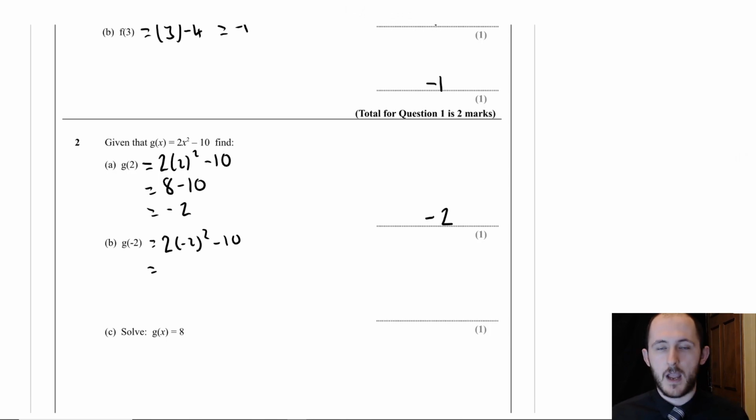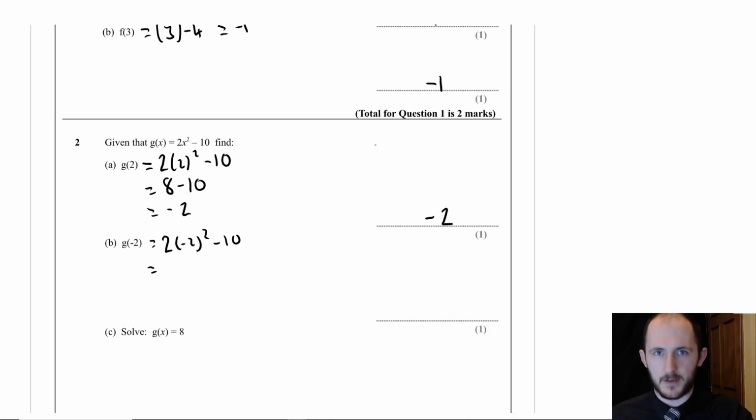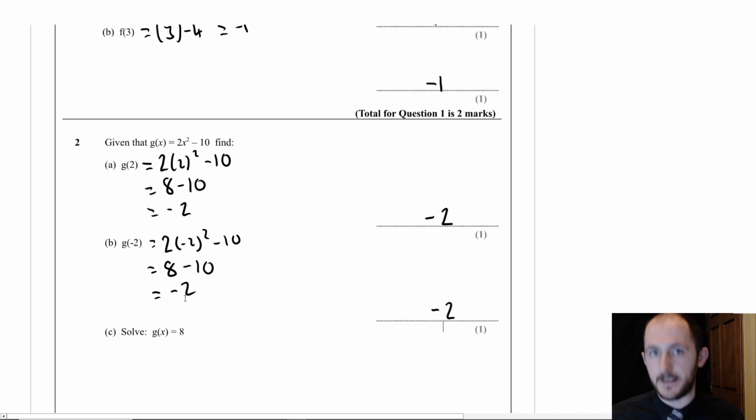So there's no exception, sorry. In all functions, okay, they need to have one input for one output. However, you can have multiple outputs for the same input, which is what we're going to discover right now. So if I do this, minus 2 squared is 4, times 2 is 8, minus 10. It's the same thing. So despite the fact that I have 2 different inputs, so different x values, I get the same y value. That's completely allowed, that's completely legal.